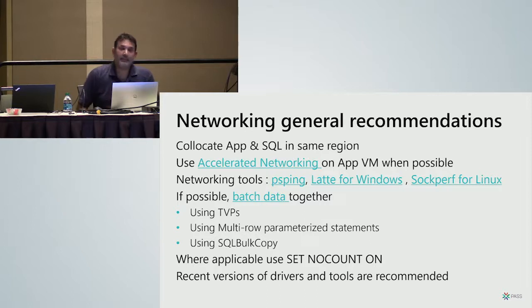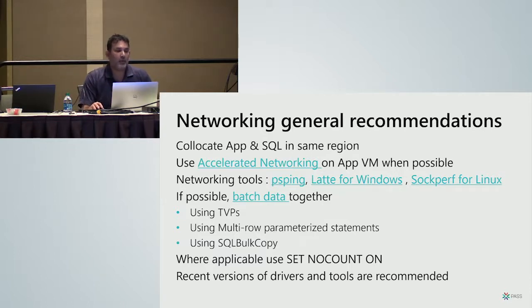OK, the other things, the obvious ones, right? Co-locate your app in the same region. Use accelerated networking on the VM if you're using a VM connecting to SQL. That's not available in a very small core VM, but accelerated networking I think is on by default. So if it's the older VM, you could check if that's the case.